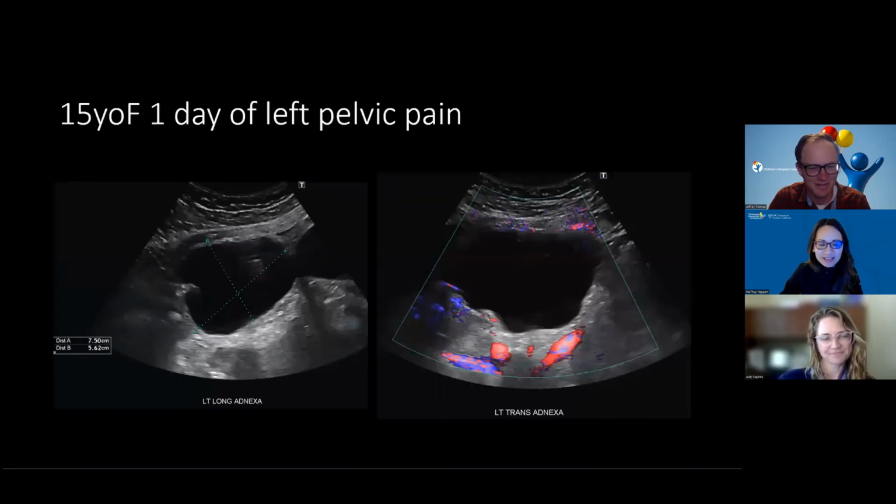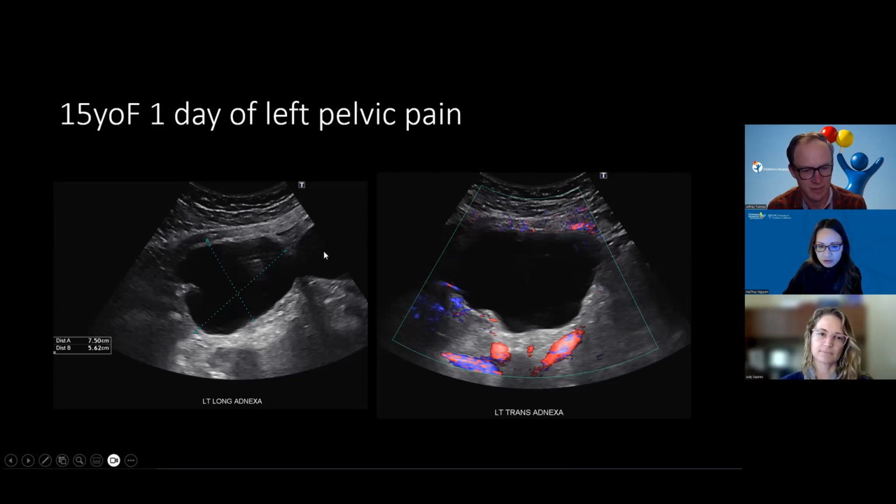Awesome. Thank you. So my first case is a 15-year-old female with 1 day of left pelvic pain. Already, in the left adnexa, you can see a fairly simple but large cystic structure, which measures 7.5 centimeters in greatest dimension, with gentle lobulations. So some kind of cystic structure. And I think you can partially see the urinary bladder to the side there.